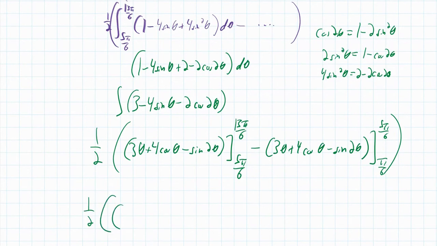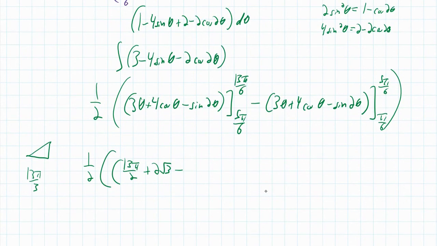So let's do this. 1/2. 3 times theta is 3 times 13 pi over 6, so this is 13 pi over 2 plus the cosine of this, which is the same as the cosine of pi over 6. So that is root 3 over 2. So 4 times that is 2 root 3 minus the sine of twice that. So the sine of 13 pi over 3. And 13 pi over 3 is coterminal with, let's just keep subtracting 6's, pi over 3. And the sine of that is root 3 over 2.